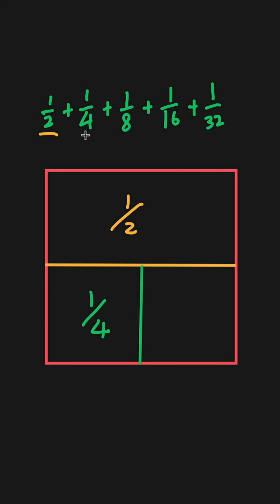How do we get 1 over 8? We're going to use the other half and we're going to keep separating it. And then we get 1 over 8. So we're going to separate the rest into 2 halves. And then we get 1 over 16.